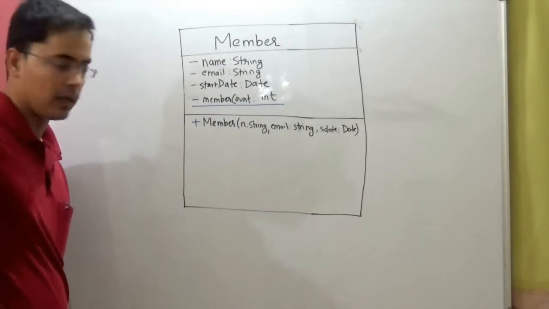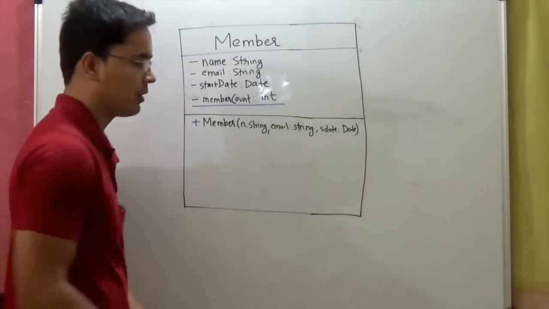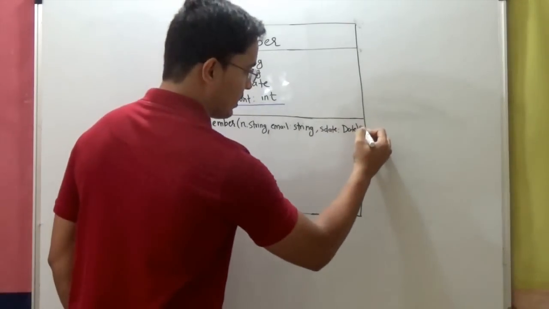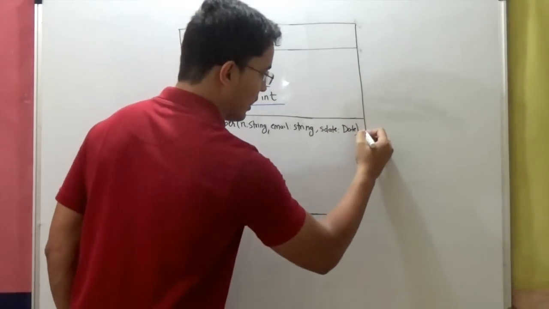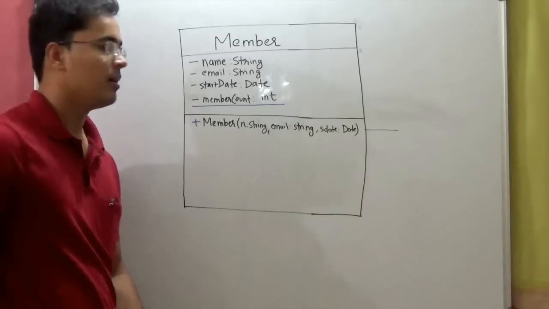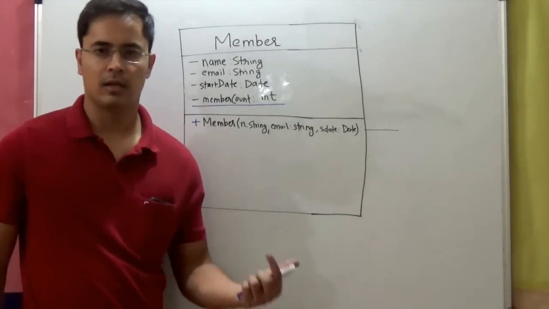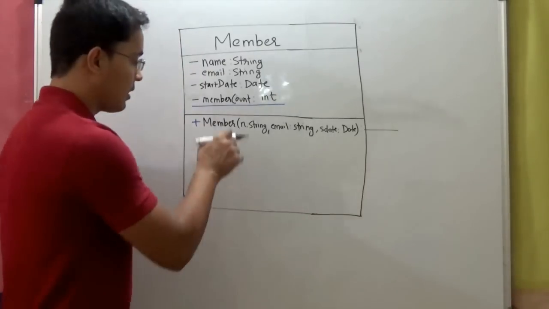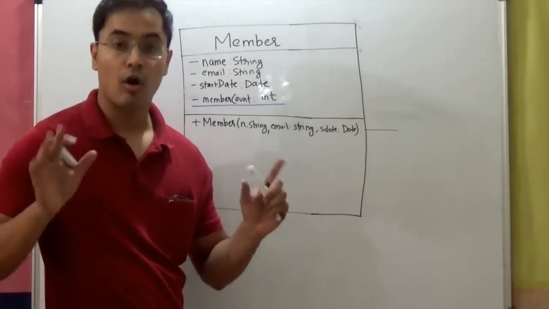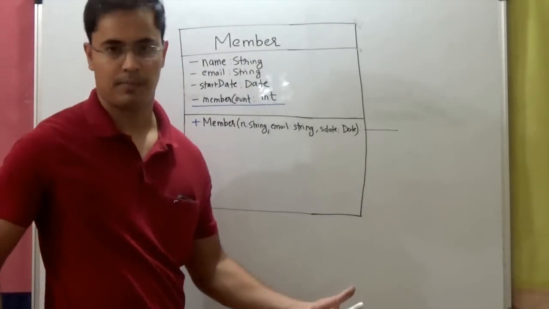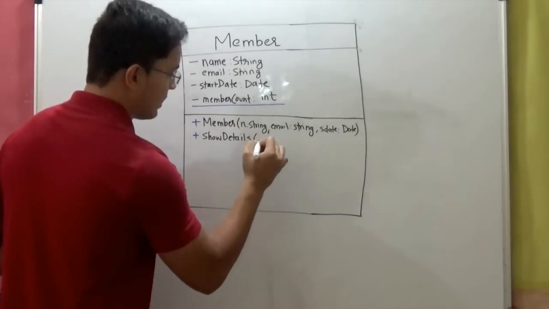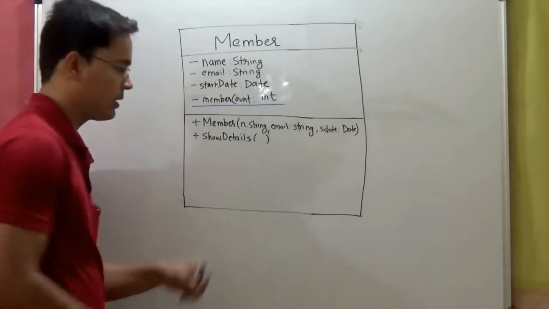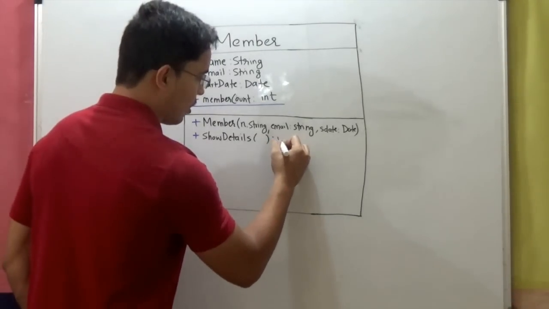This is my constructor. Usually for every member function, the constructor being a member function, you'll have to specify the return type, like colon followed by the return type. But in the case of a constructor, we usually do not denote the return type, because you know that a constructor always returns the object of the same type. Show details: this method will not require any parameters, and this method will not return anything.